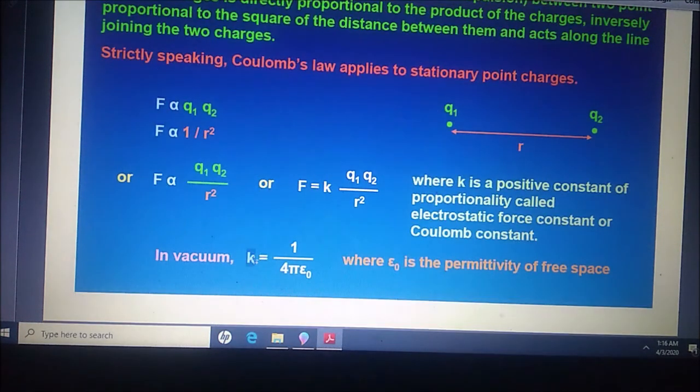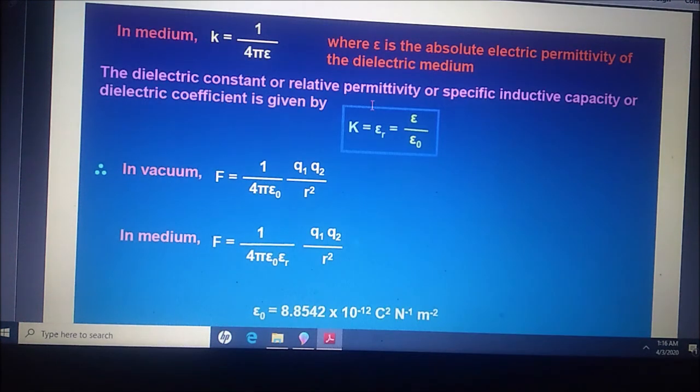So K stands for 1 upon 4 pi epsilon 0, where epsilon 0 is known as the permittivity of free space. So let us now discuss what is the meaning of this word permittivity of free space. Basically, permittivity represents the medium. It represents what happens when two charges are kept inside water, and suppose they are kept in a vacuum. Let me take one illustration here.